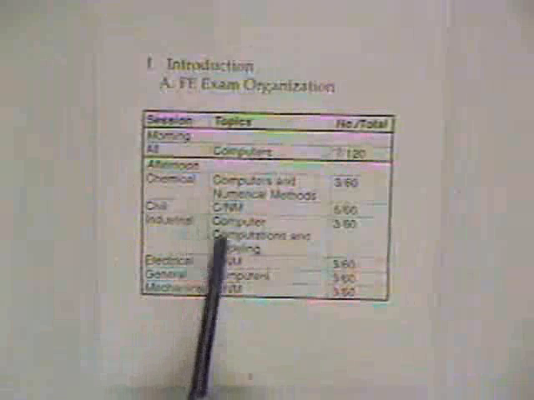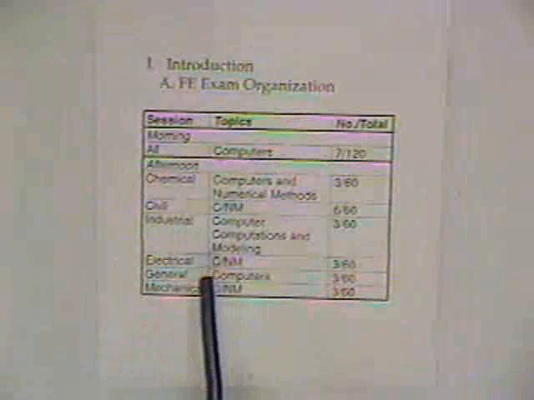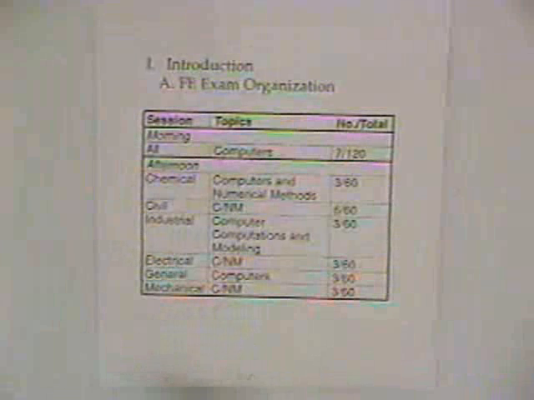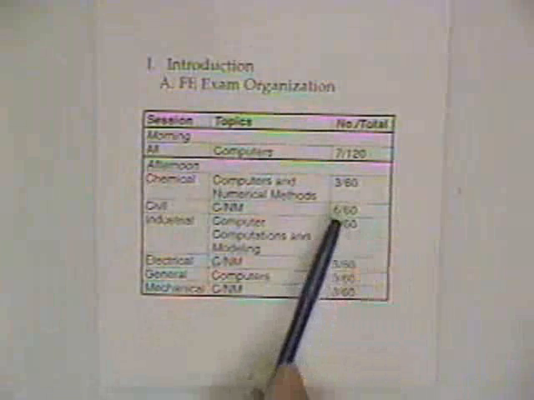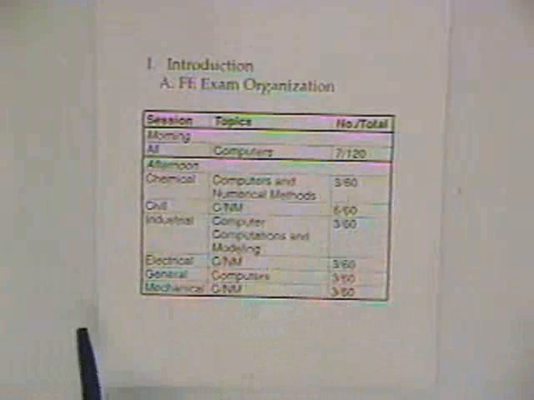However, if you choose to take one of the disciplinary afternoon exams, then you will have questions that may deal with computers or numerical methods. For example, the chemical engineers will have 3 questions out of the afternoon 60 on computers and numerical methods. The civils will also have questions on computers and numerical methods, but we'll have 6 out of the 60 in those areas. So the mix of questions to expect depends on the type of exam that you'll be taking.